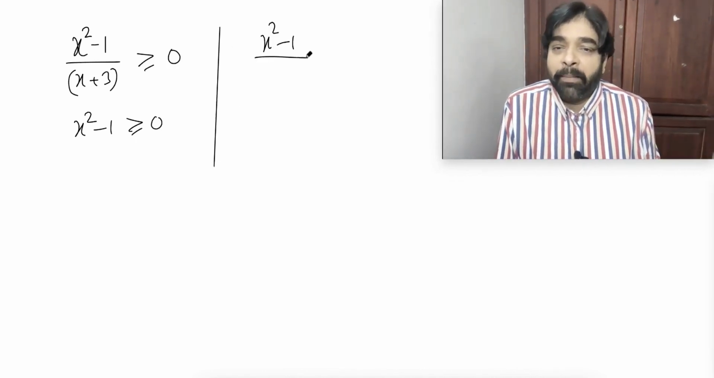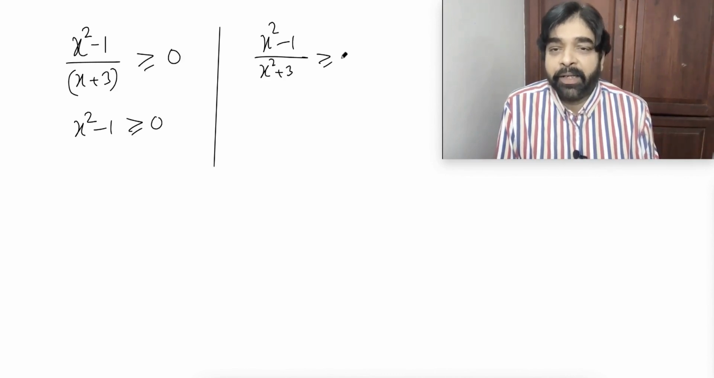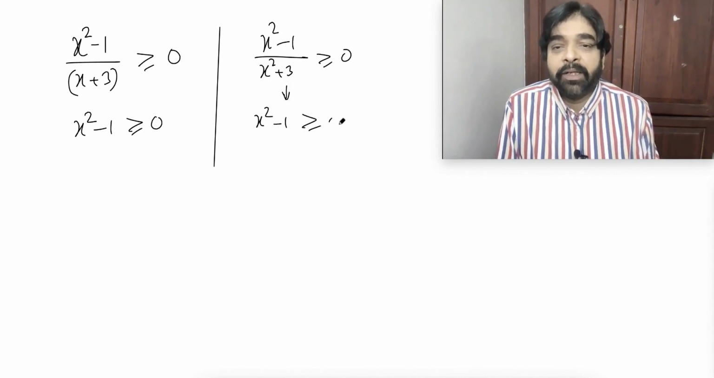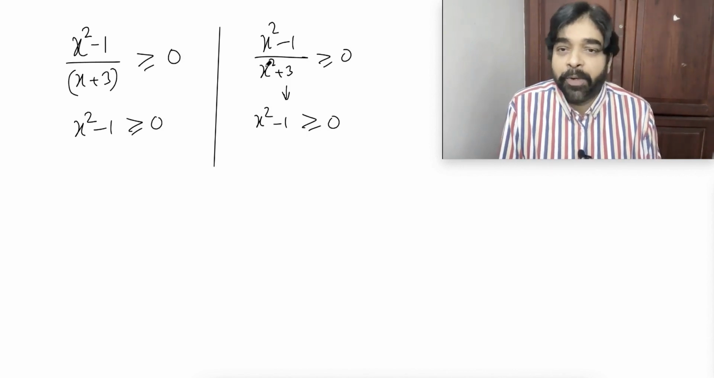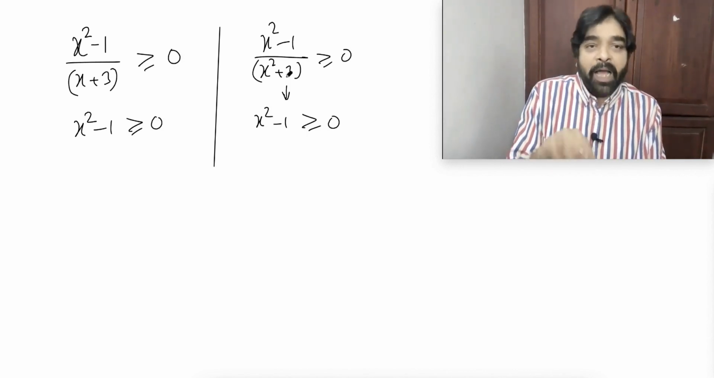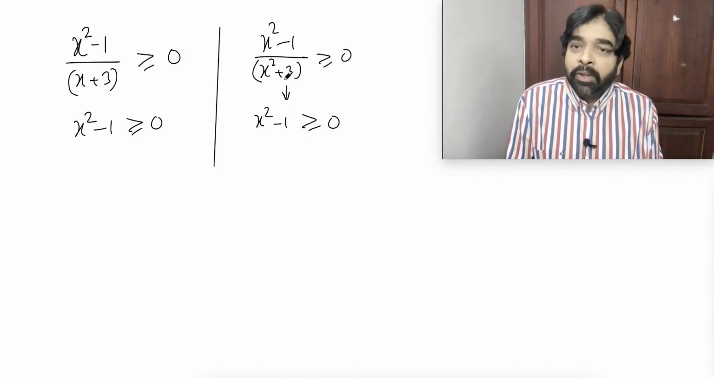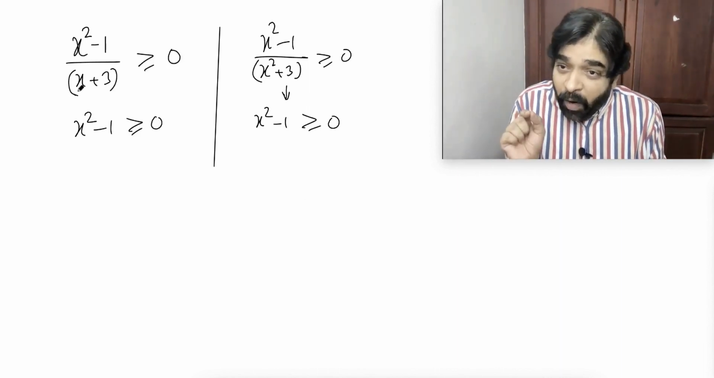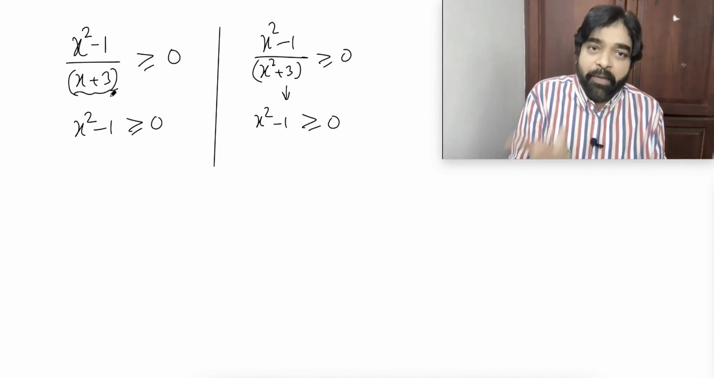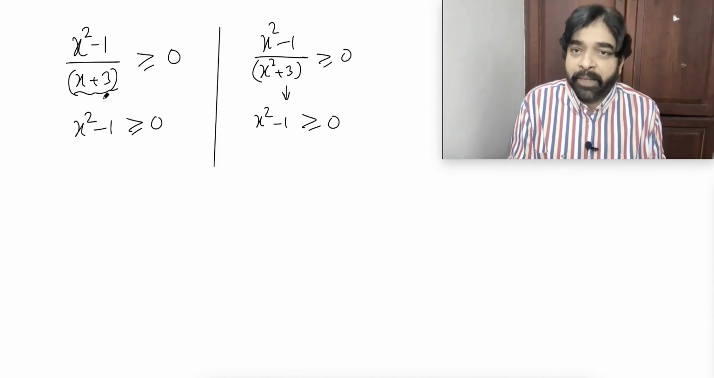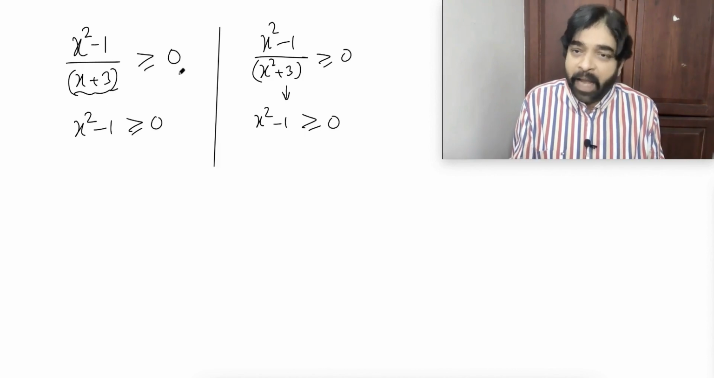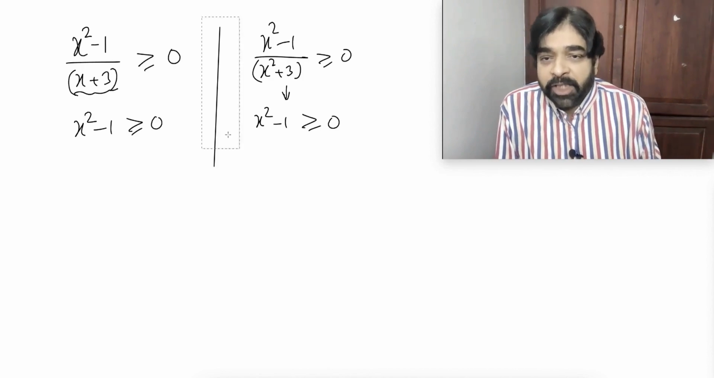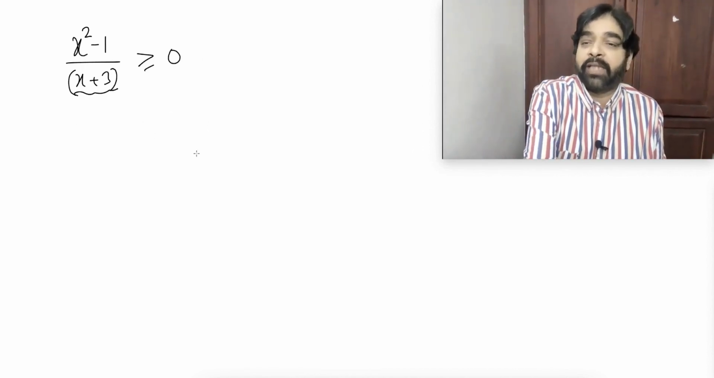If the question is (x square minus 1) by (x square plus 3) greater than or equal to 0, can I write it this way, x square minus 1 greater than or equal to 0? Yes, now I can write. Why? Because x square is always positive, so x square plus 3 will always be positive. It will never be 0 either. If any quantity is always positive, without any hesitation you can move it to the other side. But (x plus 3) is not always positive. It can be negative also, for x less than minus 3 the quantity will be negative. I cannot multiply by it. But this other one I can multiply.